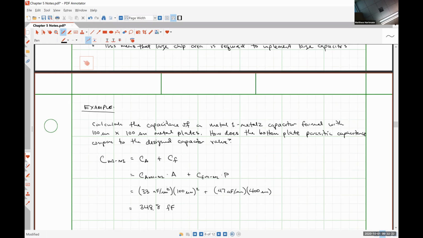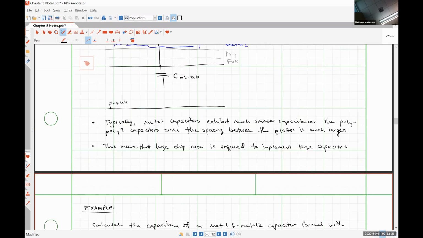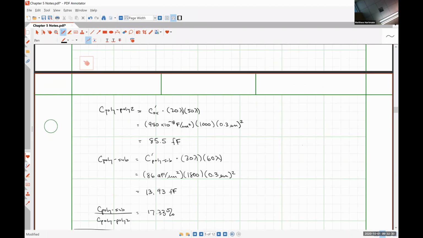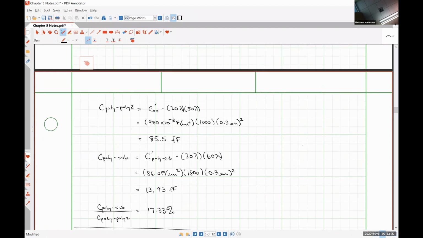So before we even go forward with calculating the parasitic capacitance, I want to talk about something here real quick, right? So we have 348.8 femtofarads as our capacitance. In our poly-poly capacitor example up here, we had 85.5. So 348.8 divided by 85.5 is roughly 4. So the metal capacitor has 4 times the capacitance.